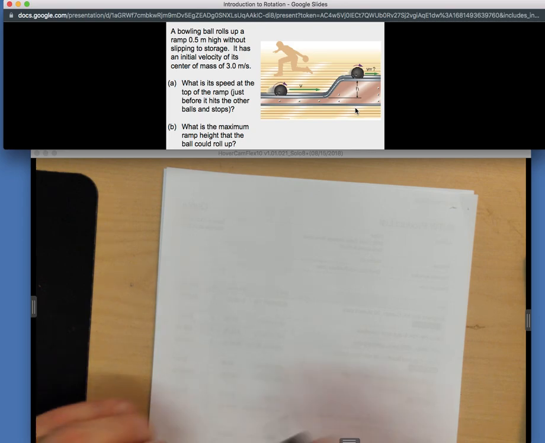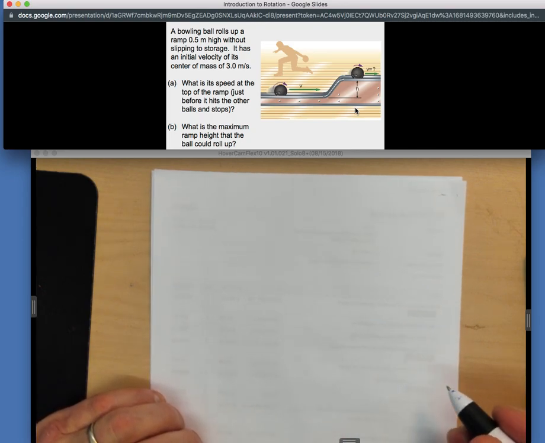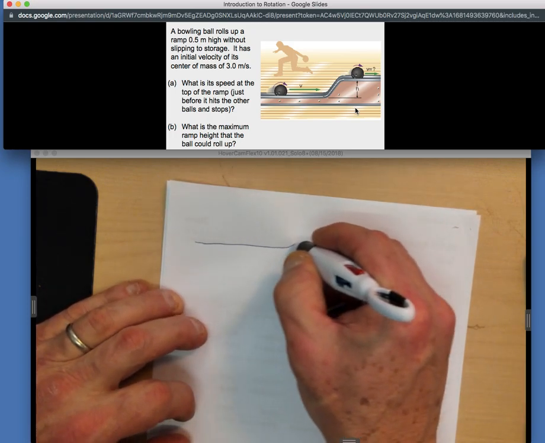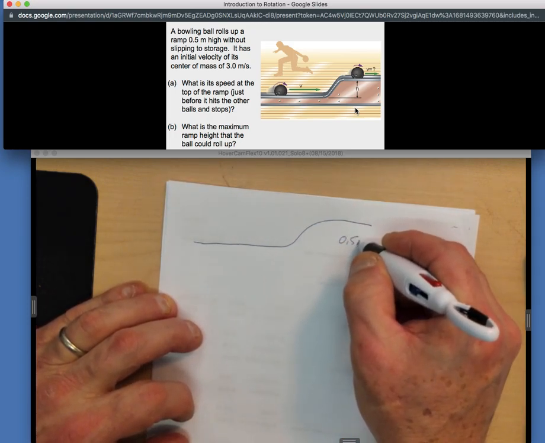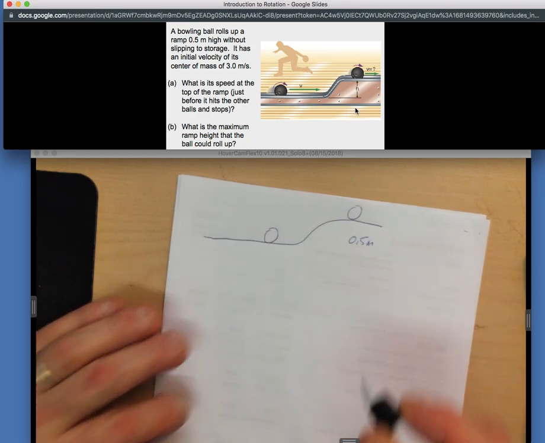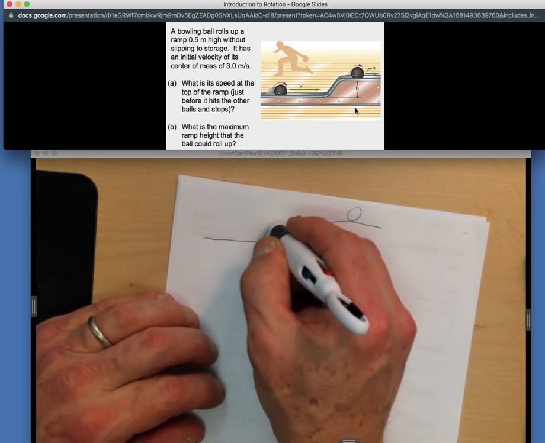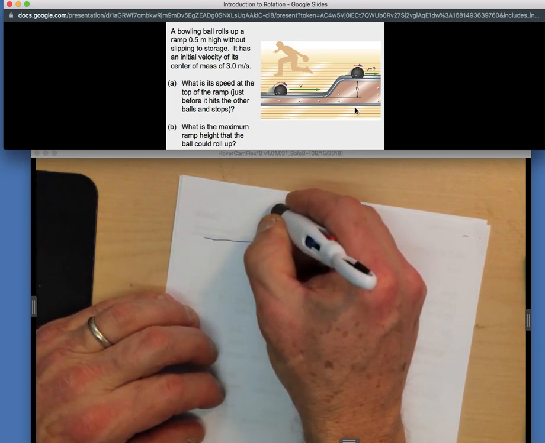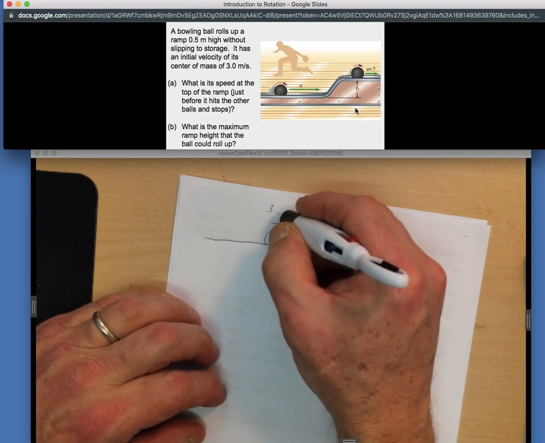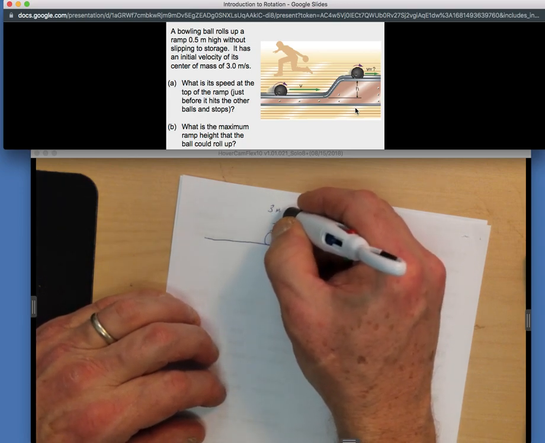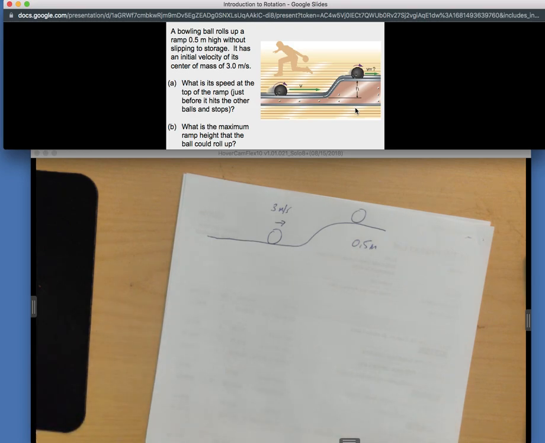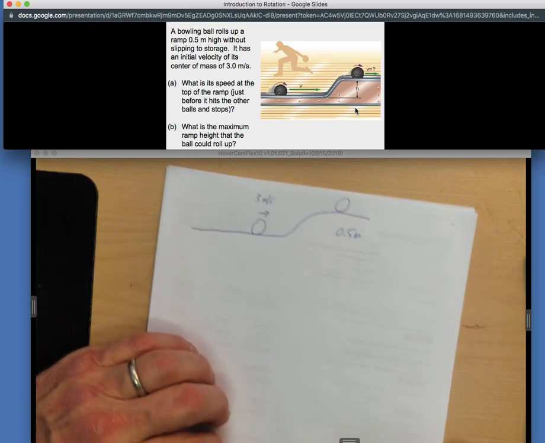Looking for my pen. There it is. Sorry. So a bowling ball rolls up a ramp 0.5 meters high. So here's my quick setup. 0.5 meters, there it is at the top, there it is at the bottom. And what else do we know? It has an initial velocity of 3 meters per second. And what is the speed at the top of the ramp just before it hits the other balls and stops? What is the maximum ramp height the ball can roll up?